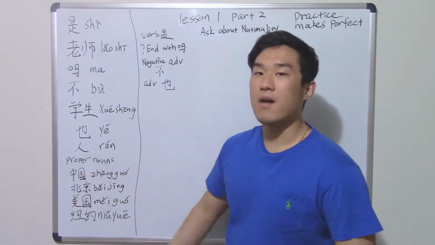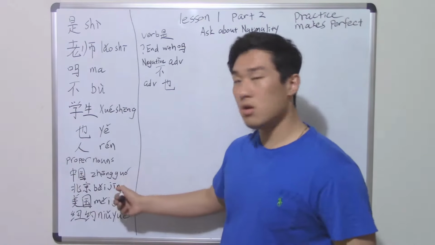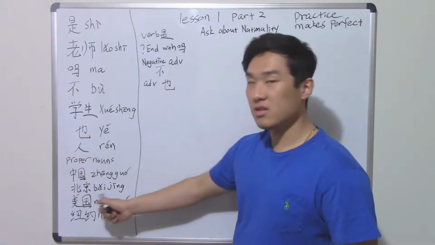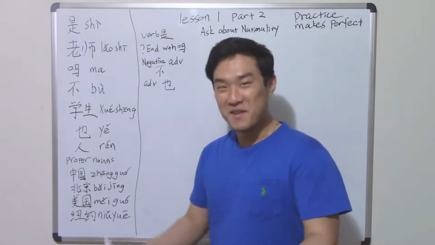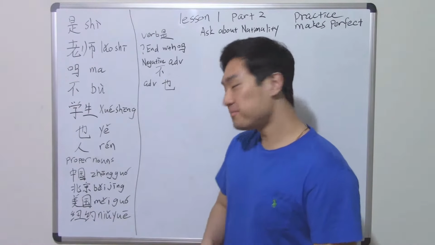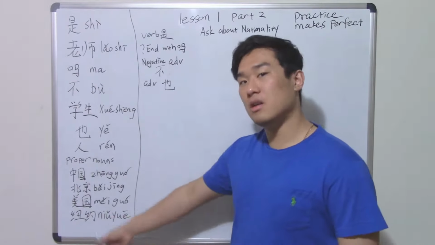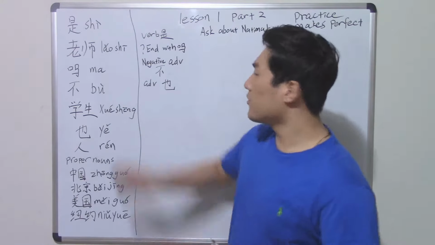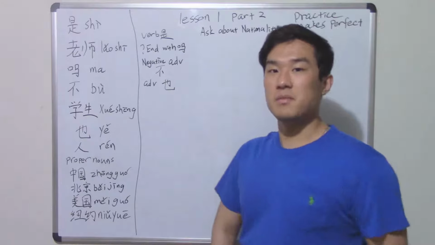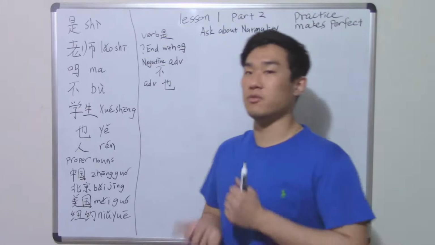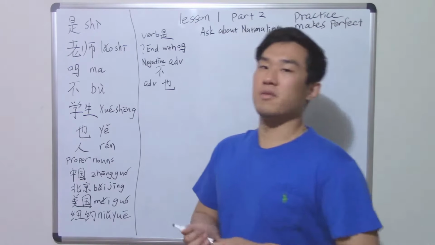And then the proper nouns: there's 中国, which means China. Okay, and then 北京 means Beijing. And then 美国 means America. And then 纽约 means New York. Okay, so those are the vocab. Make sure to spend some time on your own to learn them, so you can write them, memorize them, and pronounce them.